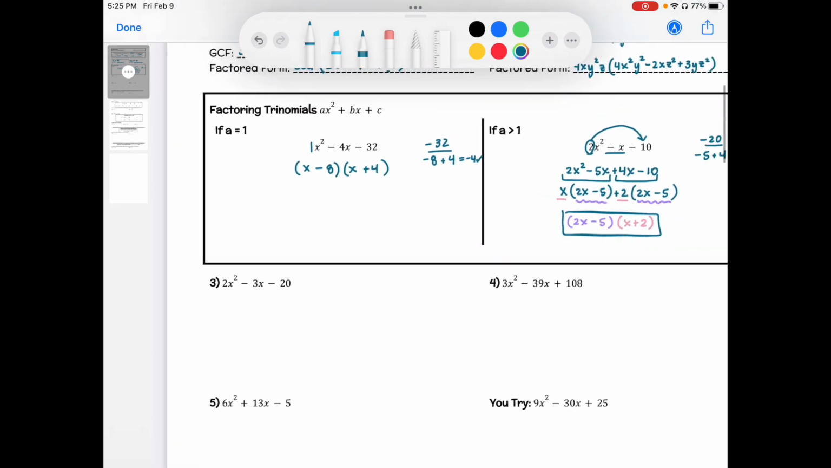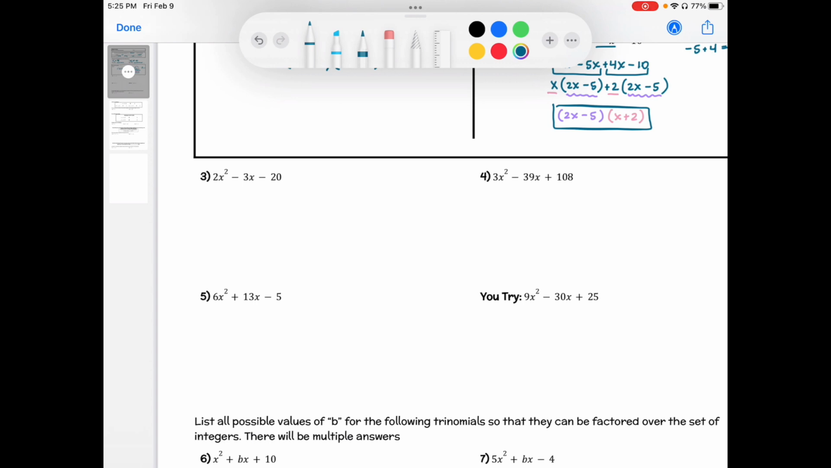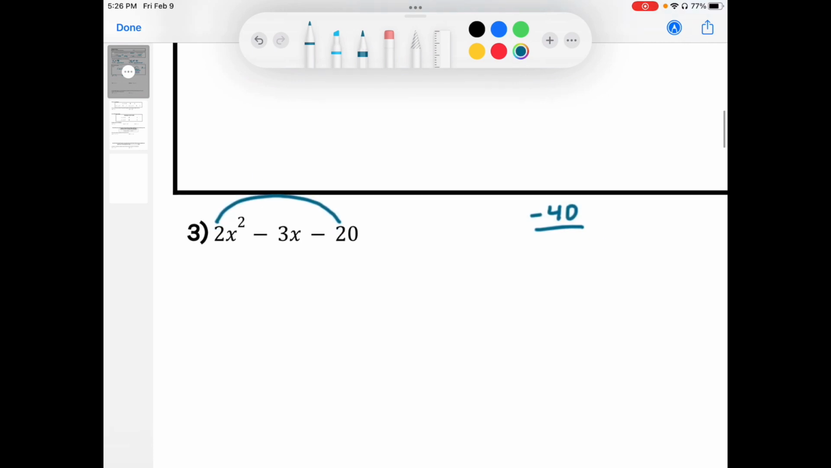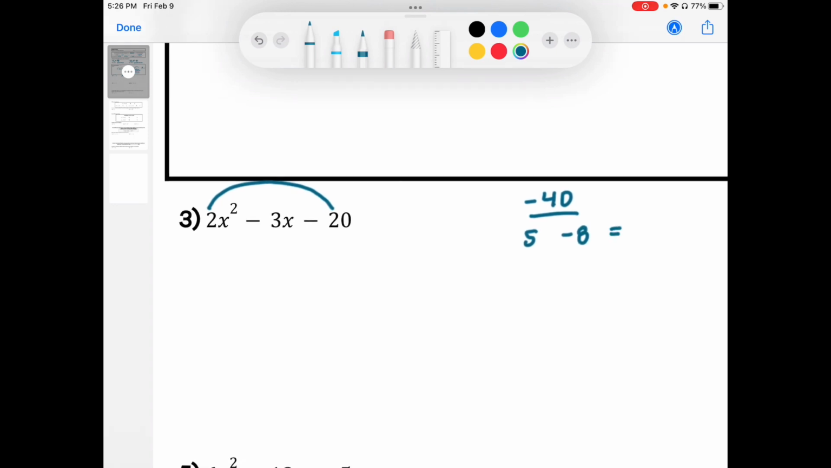Okay, so let's do a couple more examples. So for this one, a is greater than 1, so we're going to go ahead and do 2 times -20, which would be -40. And we need to think about what will multiply to -40 and add to -3. So in this case, the numbers will be 5 and -8. If we do 5 minus 8, that equals -3, which is what we want it to equal.